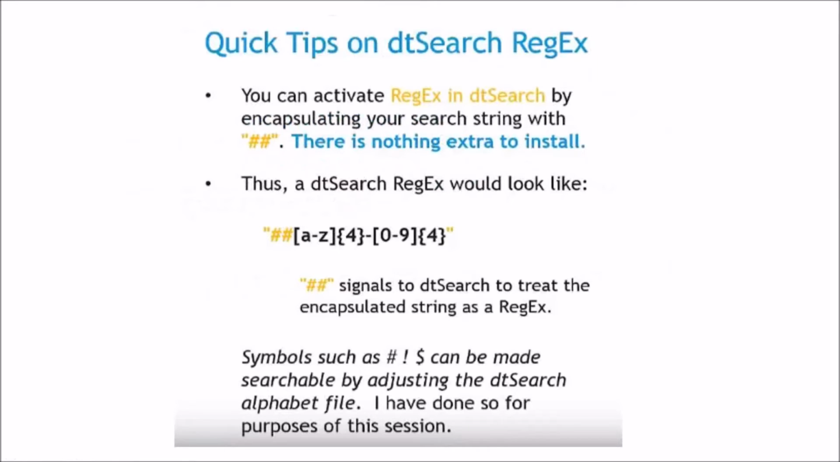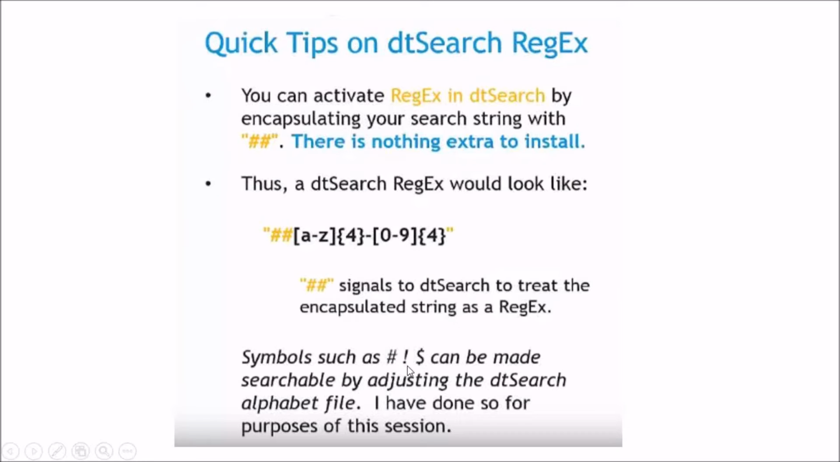But I do want to show you the basics of it in case it comes up for you. Thus, a DT search regex would look something like this. I'll explain this as we go along. You would put the quotation mark, pound, pound, and then brackets, A-Z bracket, then your braces, 4 braces, minus, then your brackets, 0-9, a bracket, and then your braces, a 4, and another brace with your quotation mark. The 2 pound signs in front of the phrase signal to DT search that it's to treat this like an encapsulated string as a regex.